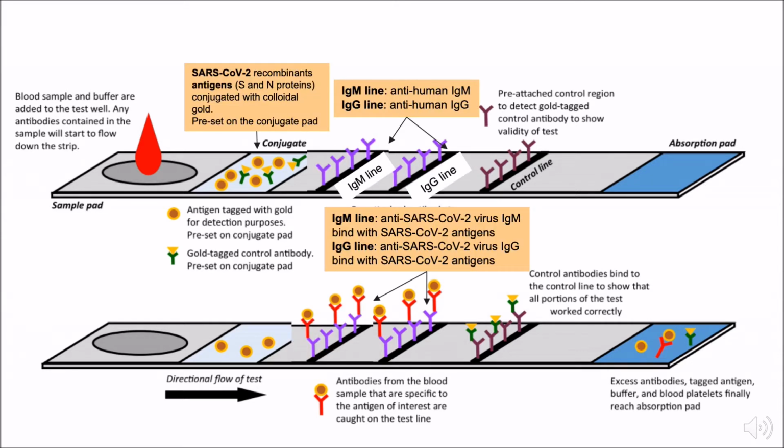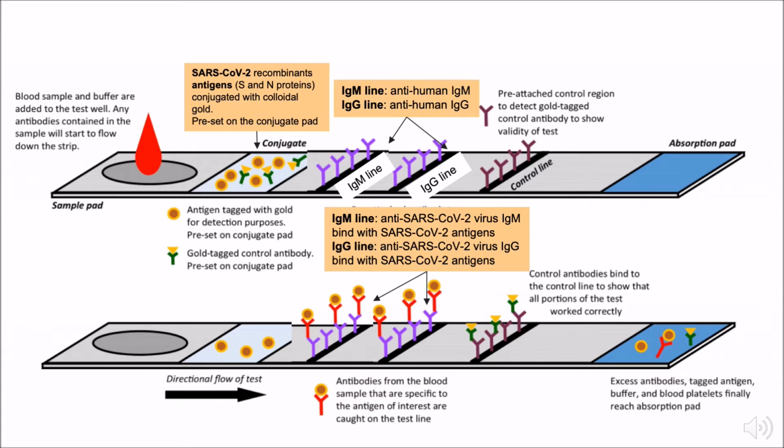In the case of testing for COVID-19, at the conjugate pad there will be SARS-CoV-2 recombinant antigens conjugated with colloidal gold preset on it. At the nitrocellulose membrane strip containing an IgG line, or G line, will be coated with anti-human IgG. On the IgM line will be coated with anti-human IgM. So when a correct volume of test specimen is dispensed into the sample well of the test cassette, the specimen migrates by capillary action along the cassette.